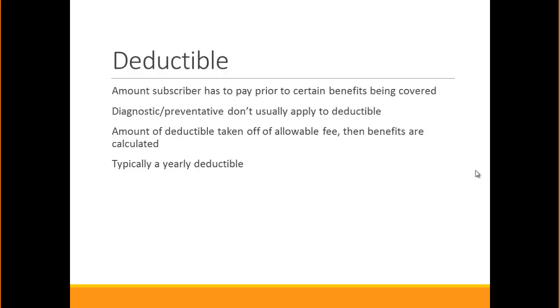Deductible. This is the amount the patient has to pay for certain benefits to be covered. This is typically a yearly deductible, and diagnostic and preventative don't usually apply. After the deductible is satisfied, the covered amount is then calculated.